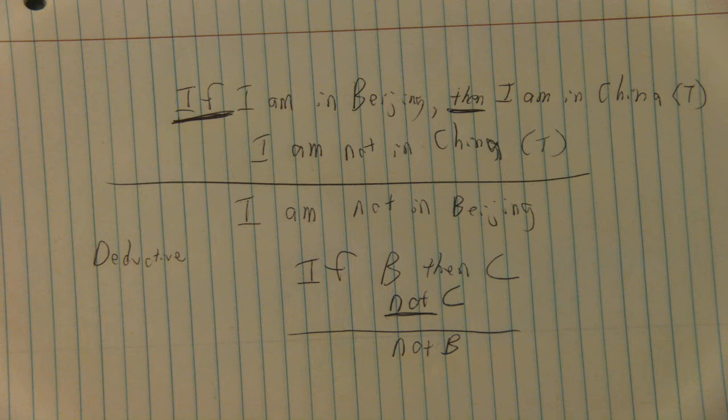Let's keep checking. If something is human, then it is a biped. My dog is not a biped. That's obviously true. Does it follow that my dog's not a human? Yeah, it seems to. If something is a rectangle, then it is a trapezoid. This pen is not a trapezoid. Does it follow that it's not rectangular? Yeah, it seems to. This one is in fact valid.